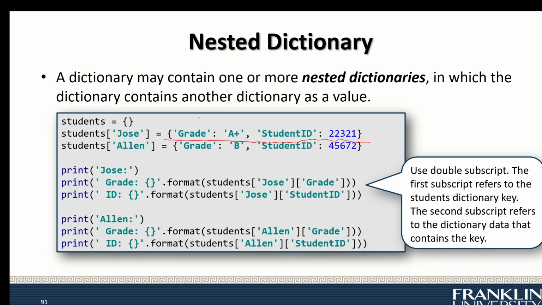And just like a nested list, you will need a double subscript. Student Suppose Say will give you the value like this. And student Suppose Say sub grade, because grade is a dictionary within that, you can get the grade, and student Suppose Say sub student ID, you get the student ID.